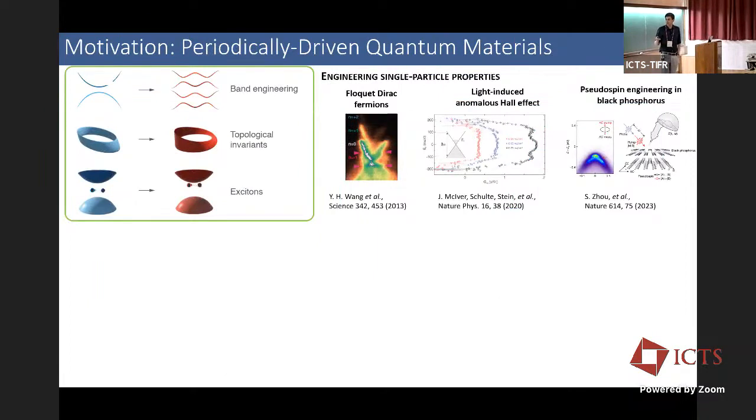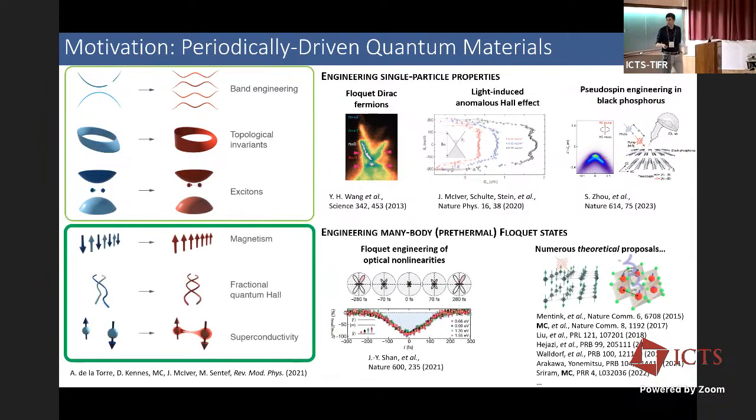One, just as a quick overview of what this means from the materials perspective, is there's been a great deal of effort in trying to think about engineering single particle properties, ranging from band engineering, so thinking about using light to engineer electronic band structures, to changing topological invariants, as we've heard in the morning, to changing emergent quasi-particles or excitons in semiconductors. And by now, there's already a range of experiments addressing this from various angles, with pioneering experiments on Floquet Dirac fermions and dynamical symmetry breaking, light-induced anomalous Hall effects, which we heard about last week, and more recently, new materials and new avenues for engineering single particle properties.